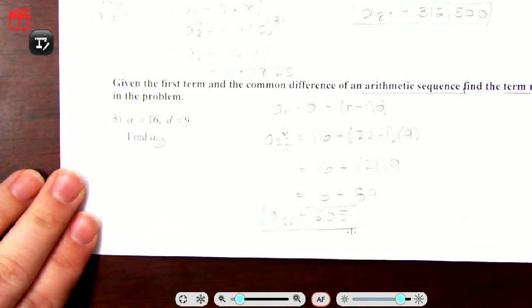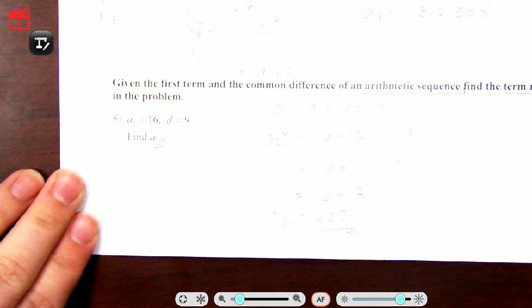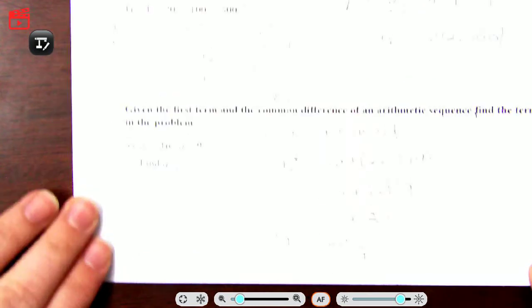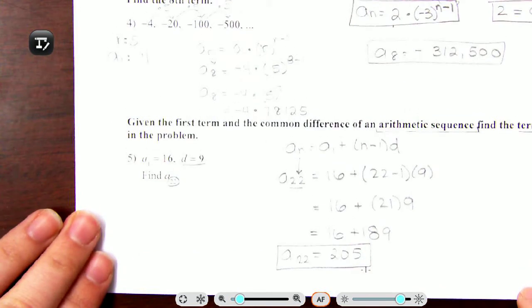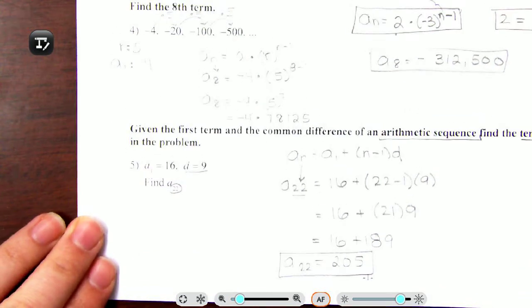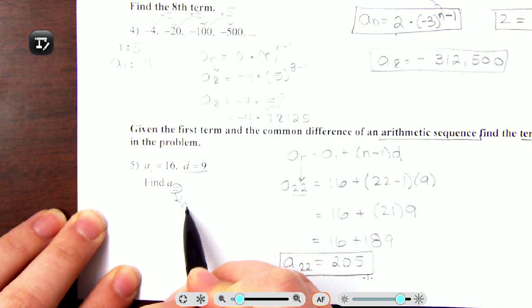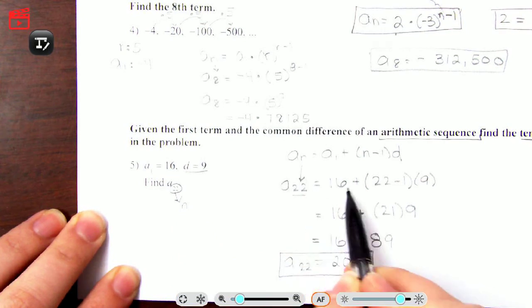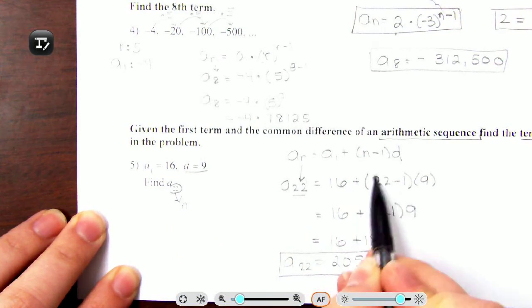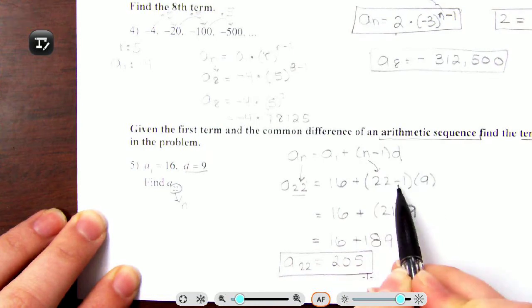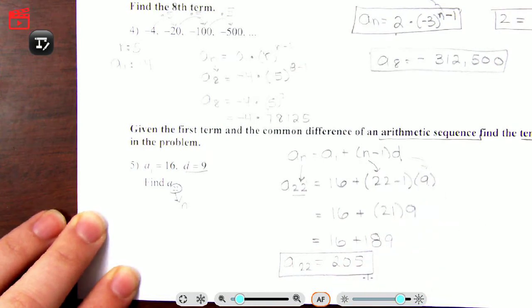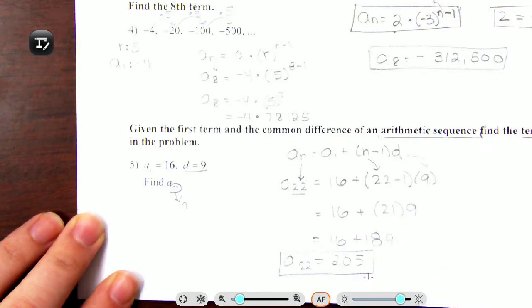I'm going to see if there's a way that I can make this more visible for you. Oh, that made it worse, so let's not do that. There it is. Okay, so again, a sub 22, this value right here that I circled is your n. We plug it into the formula, 16 plus 22, we know this is n, minus 1 times d, which is given to us. All right, let's move on to number 6.